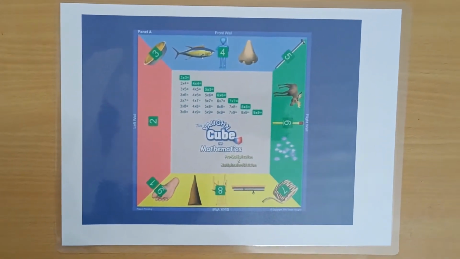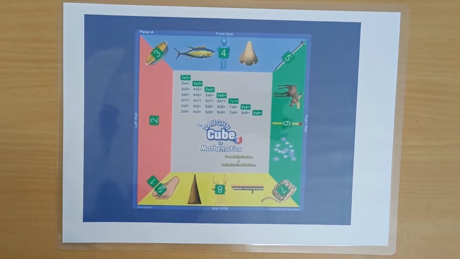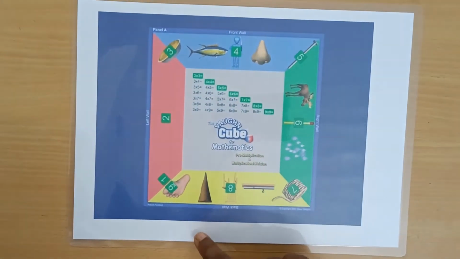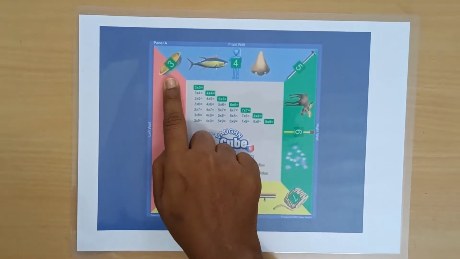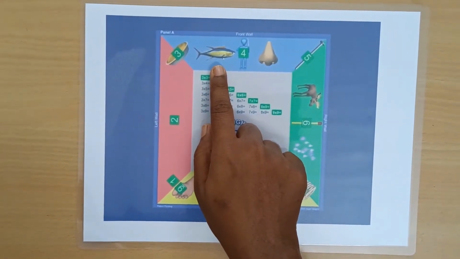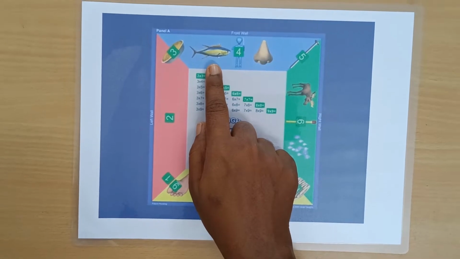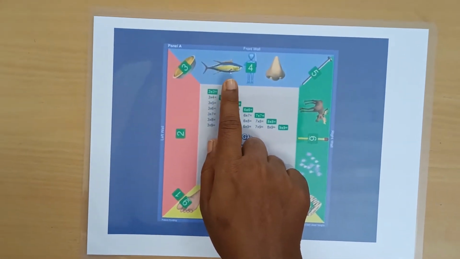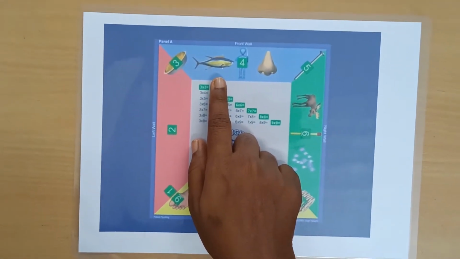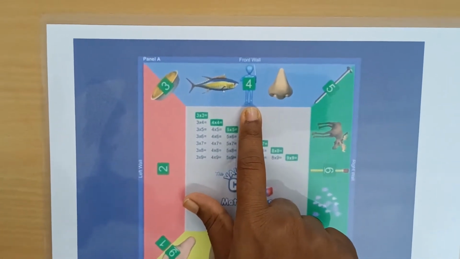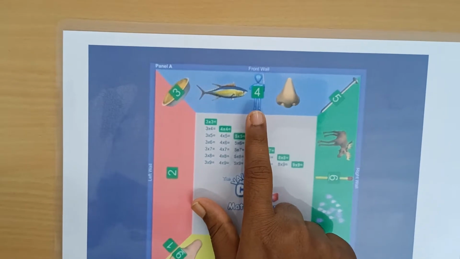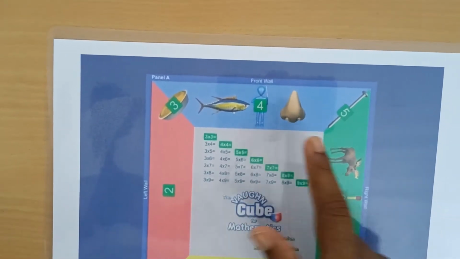So to practice this one cube, we first need to introduce all these object names to children. So that is pie, tuna, and it's likely that children will say that it is a fish, but there's this type of fish called tuna. So it is tuna, and this is teach, which is a teacher, and we say it as teach.